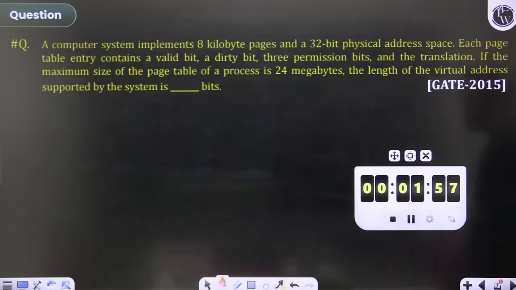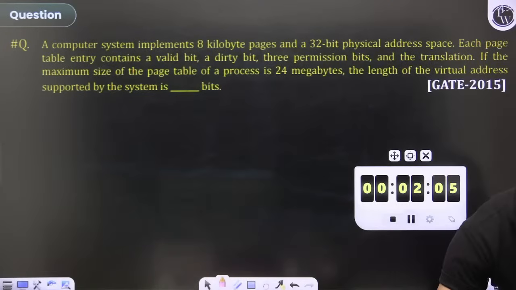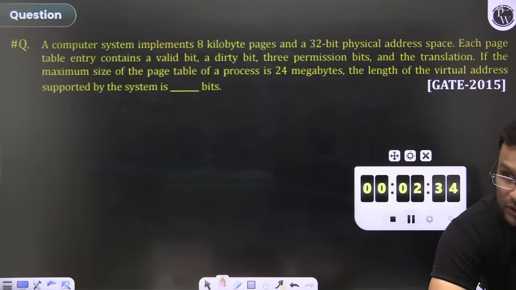Again, this question, if you go in the reverse order, you will be able to solve it quickly and appropriately. Last 30 seconds I'm going to give you.